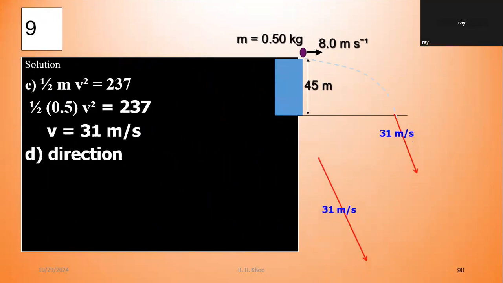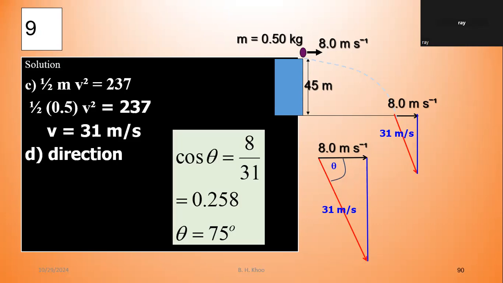Then the horizontal velocity doesn't change. Still the same, right? No air resistance. I can draw a picture there. And then complete your triangle or parallelogram. And that's the angle, theta. Cos theta equals 8 over 31. So theta is 75 degrees.